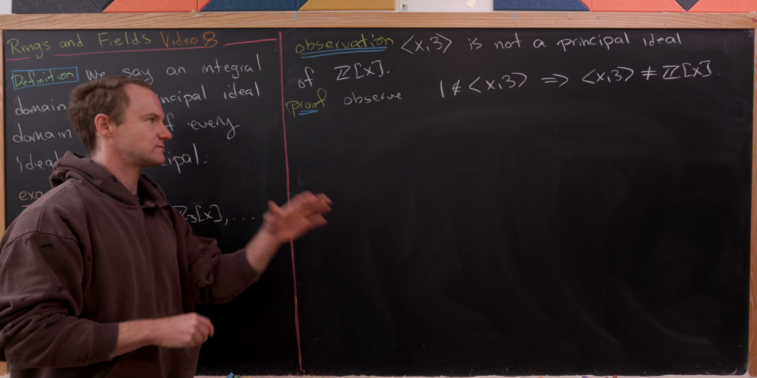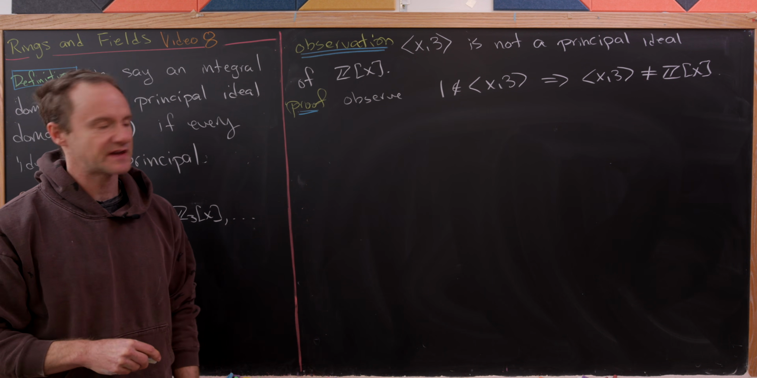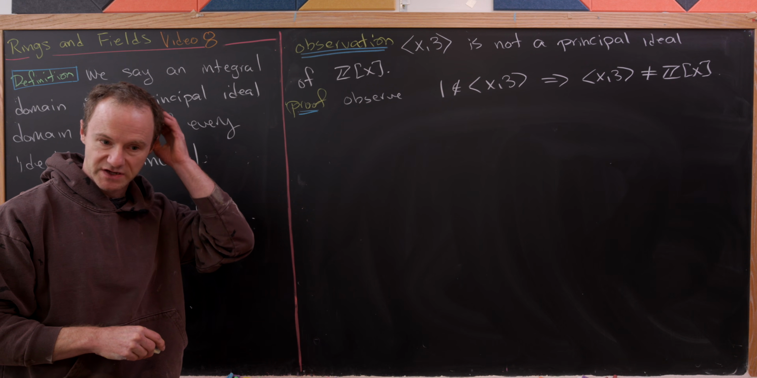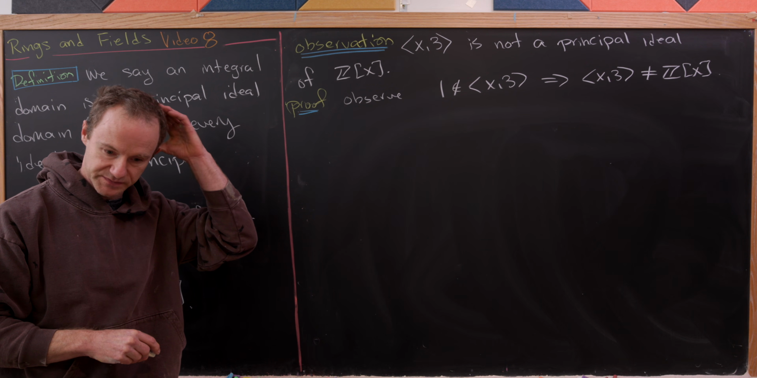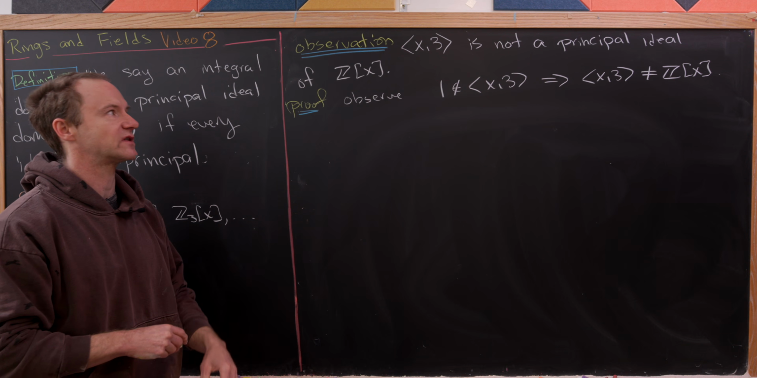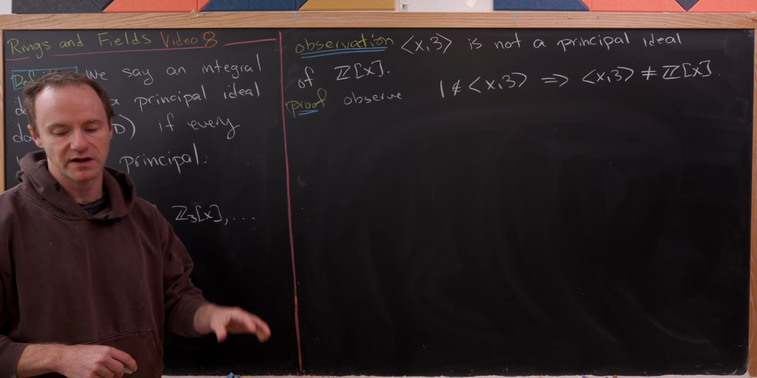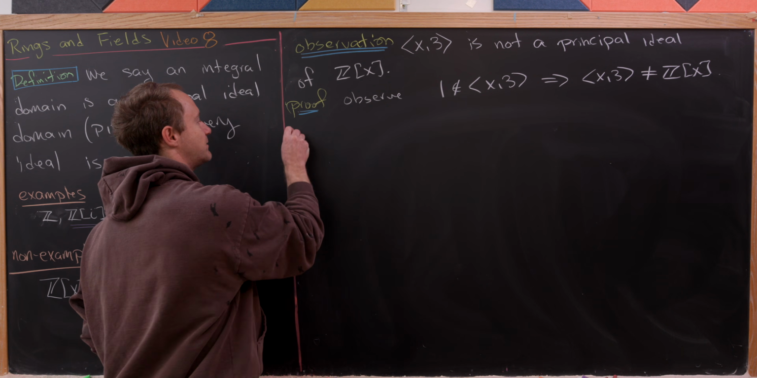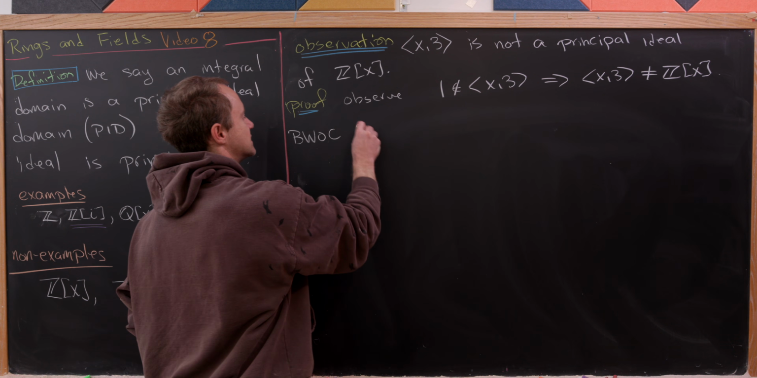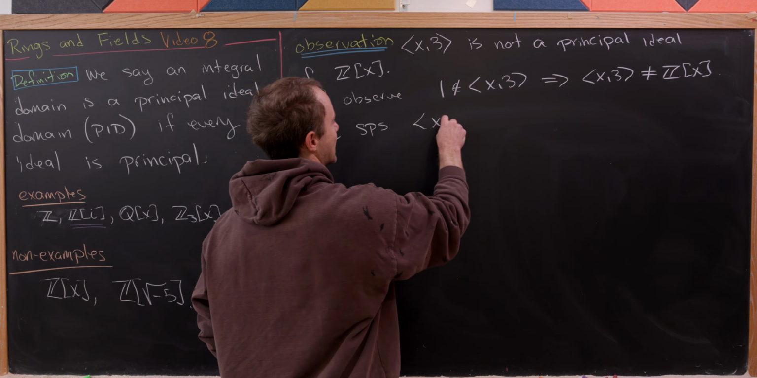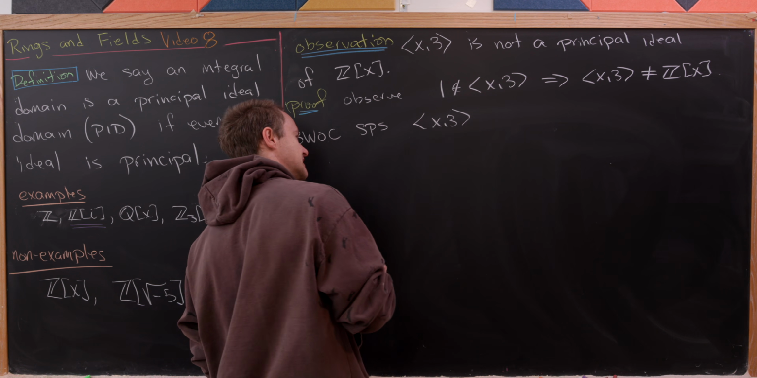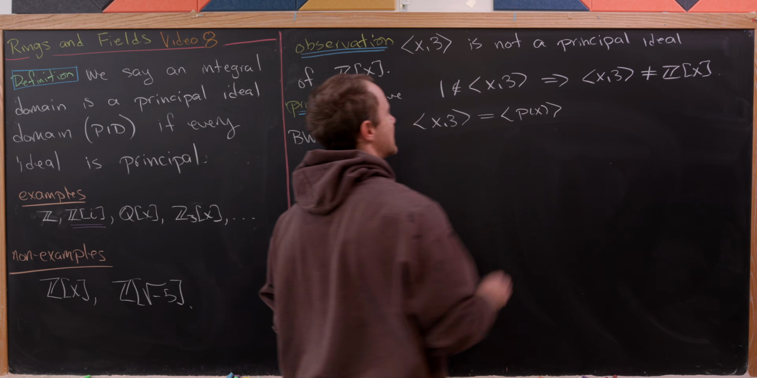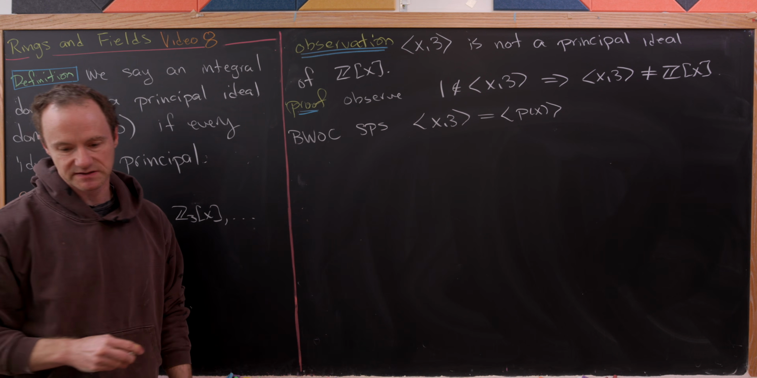Okay, so I don't think that really requires much proof. I think it's pretty clear, especially because we looked at this ideal earlier and we saw that all of the constant terms inside of the polynomials inside of this ideal were multiples of 3. 1 is obviously not a multiple of 3. Okay, so now let's, by way of contradiction, suppose that the ideal generated by x and 3 is principal. And let's say that it's generated by p of x.